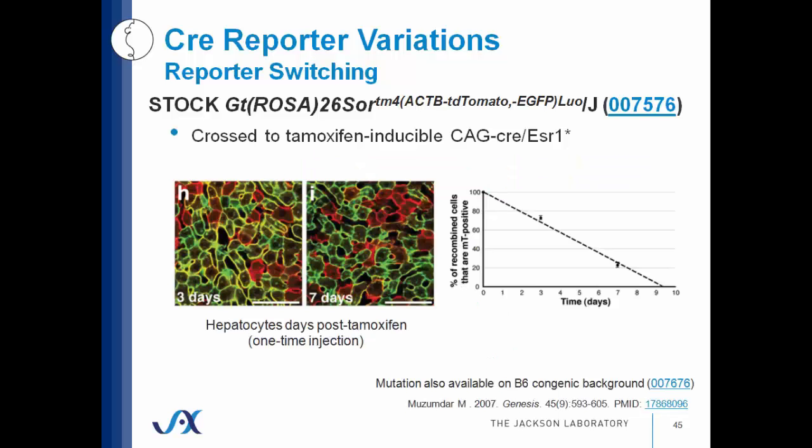And here you're just going to see an example of that strain crossed to, in this case, a widespread tamoxifen inducible Cre, and then you can see the cells that are red have no Cre expression. The cells that are green would have Cre expressed, and you can see some of the cell overlap where they both are expressed, and you can see how you move to more green cells after 7 days post injection versus 3 days, and how the percentage of recombined cells increases over time.